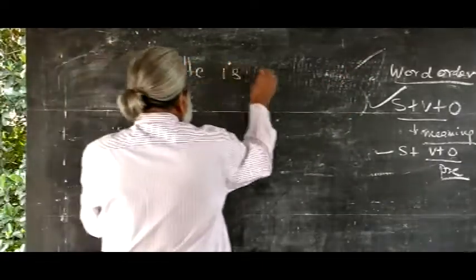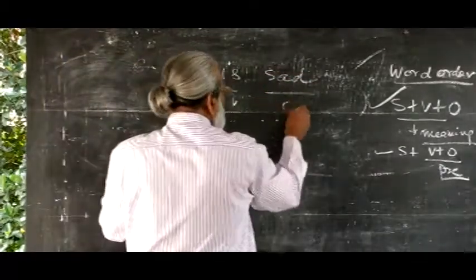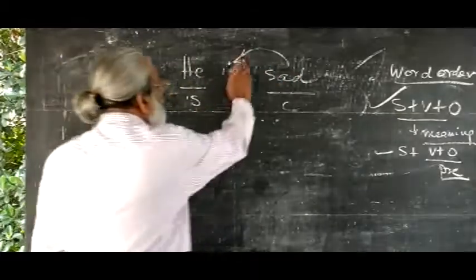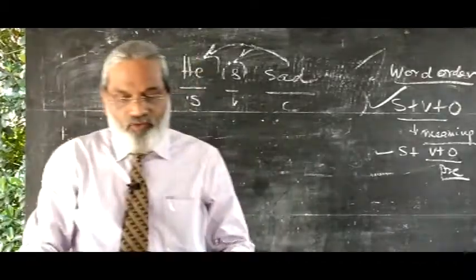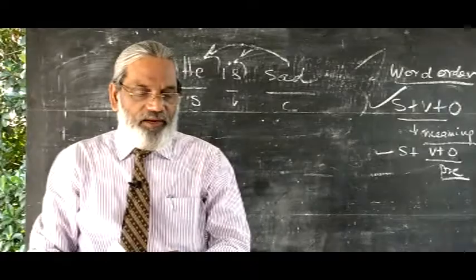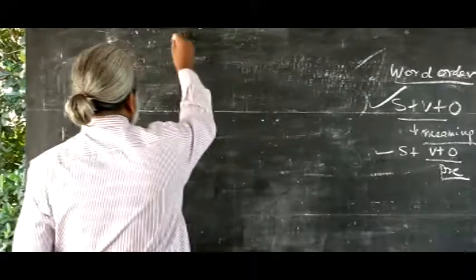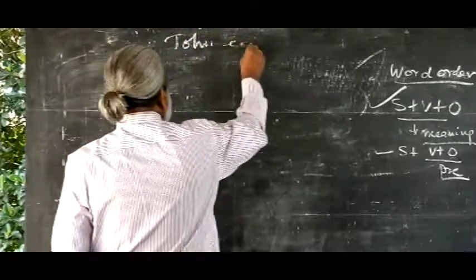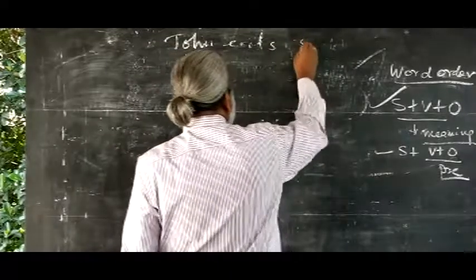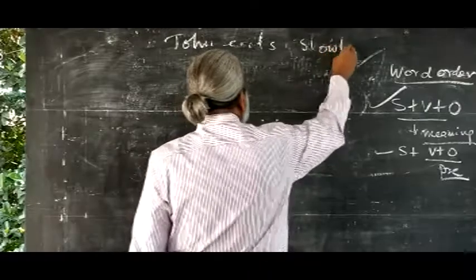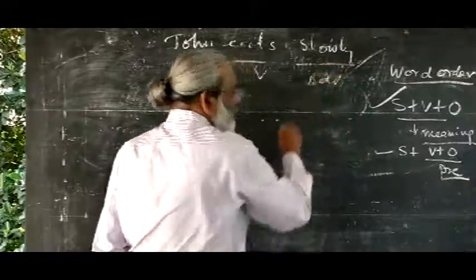He is sad. Look here, how? He is the subject, is the verb, sad is the complement. Complement to he means the subject. So they will ask you to find out the components. This is the method. Another example given in the textbook: John eats slowly. John, subject; eats, verb; slowly, adverb.